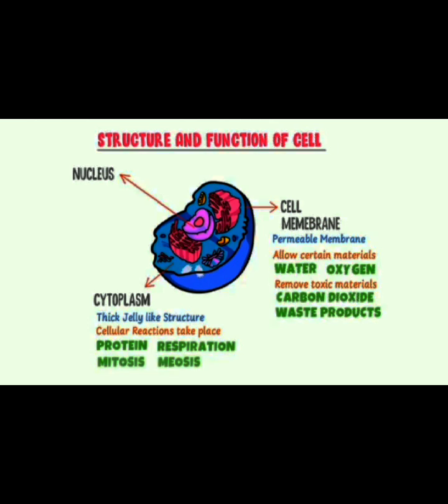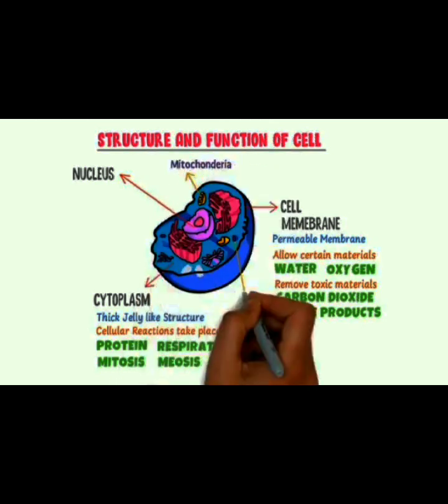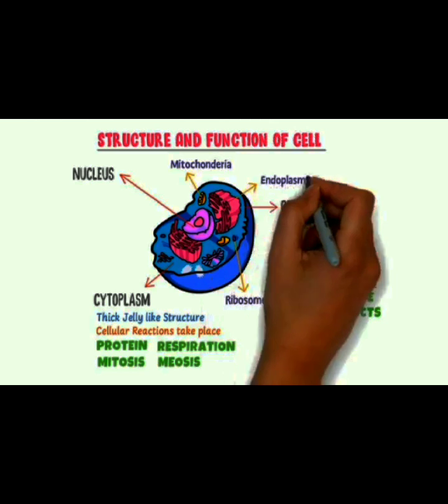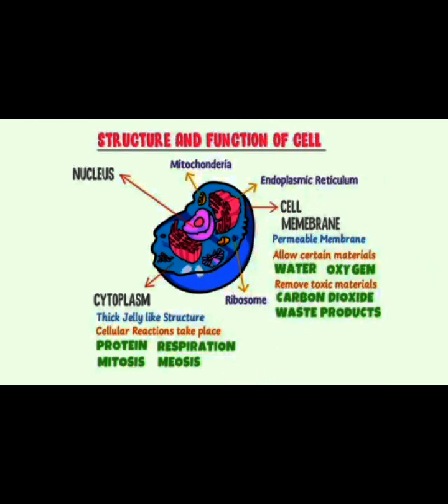Secondly, all important organelles are present in the cytoplasm, like mitochondria, ribosomes, endoplasmic reticulum, Golgi bodies, and lysosome, which we will discuss later in this lecture. Now, what is the nucleus? Well, the nucleus contains DNA. DNA is a booklet of information.